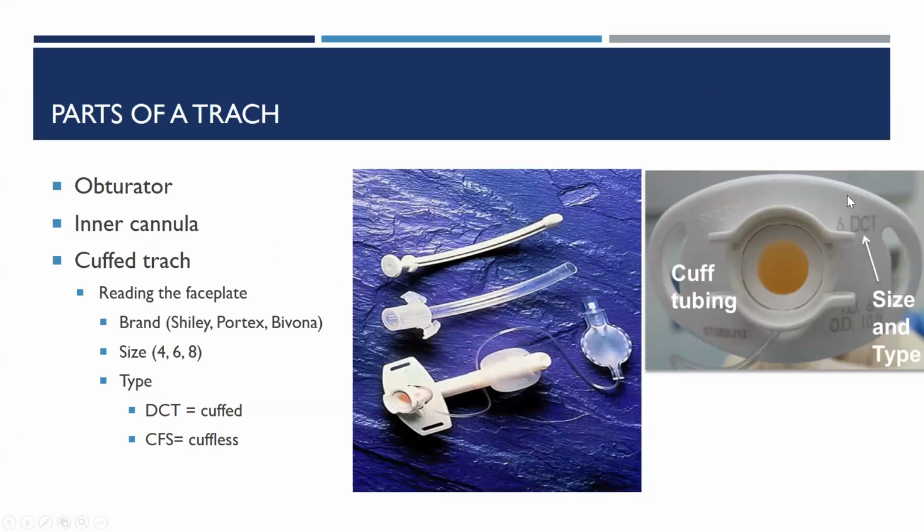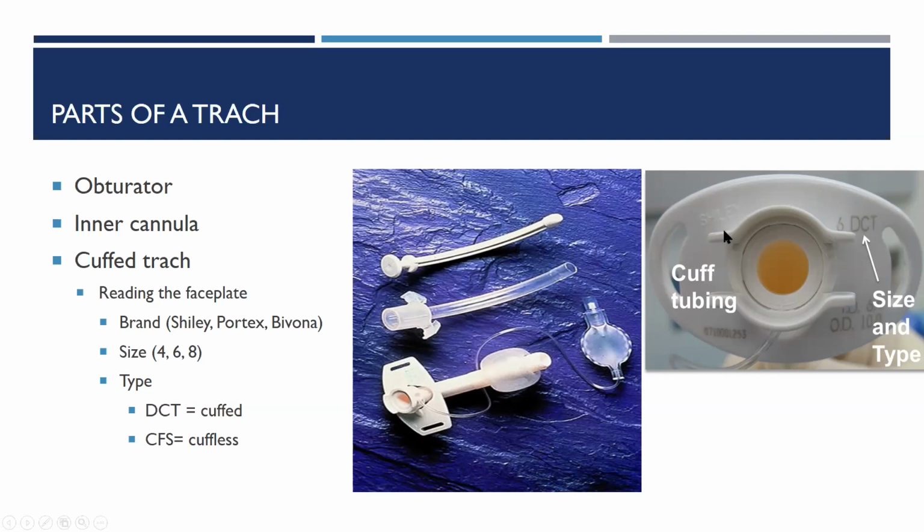So this is the faceplate, which is what sits on the patient's neck. Sometimes it's really gross. Sometimes these numbers are obscured by crusting and stuff. But this tells you pretty much everything you need to know about this trach. So is there a tube coming out or not? If there's a tube, it's a cuffed trach.